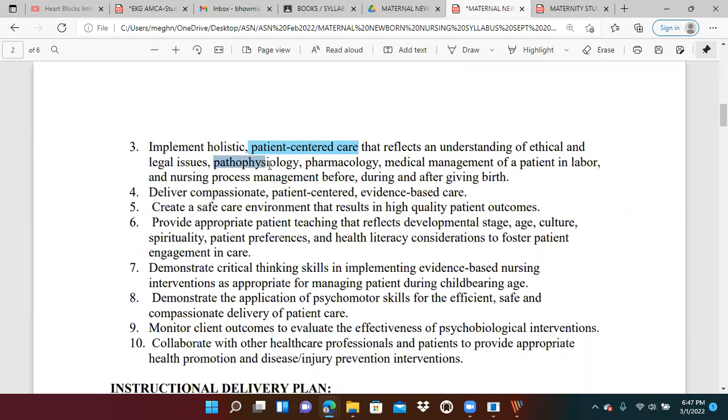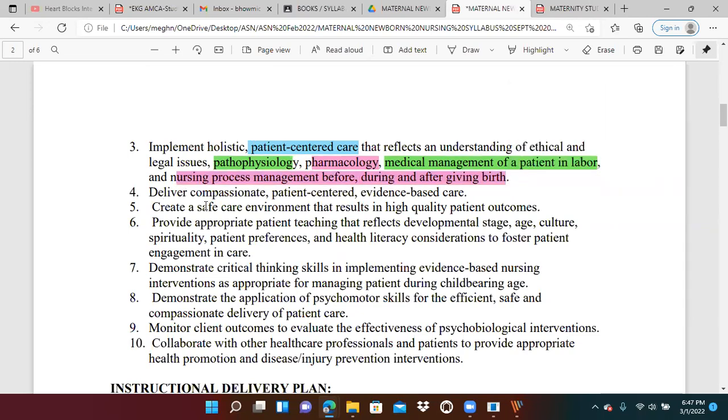So pathophysiology of the disease, we will try to understand what it is. Pharmacology of the treatment means what are the medications my patient needs? What are the side effects of the medication? So if I do not understand the side effects, how will I educate my patient? Medical management of the patients in labor, because we are talking about maternity. Nursing process management before, during, and after giving birth. Wonderful, right, my friend?